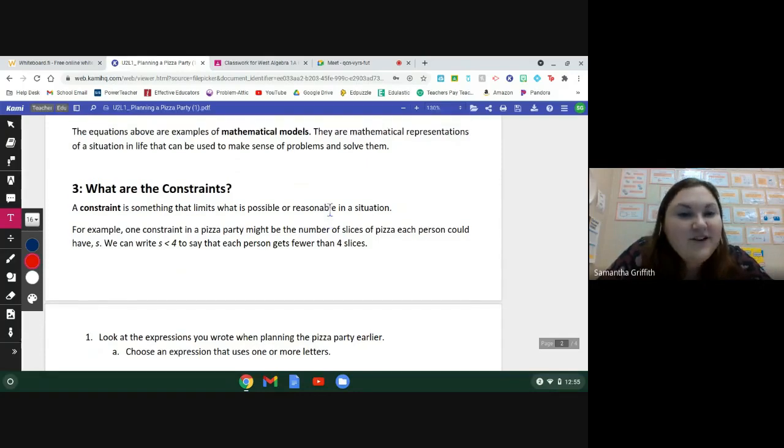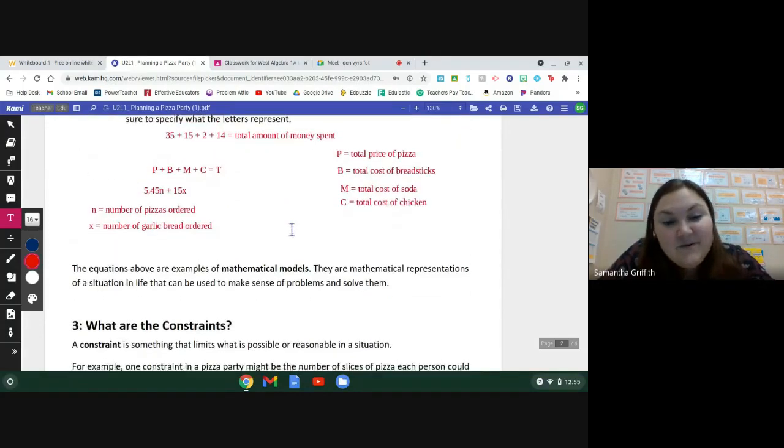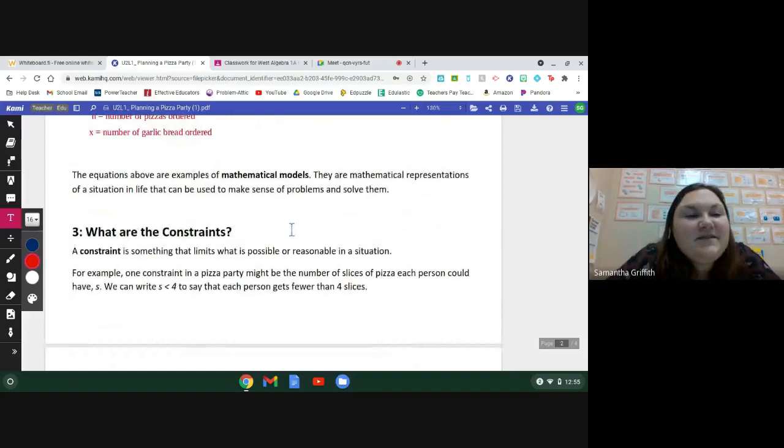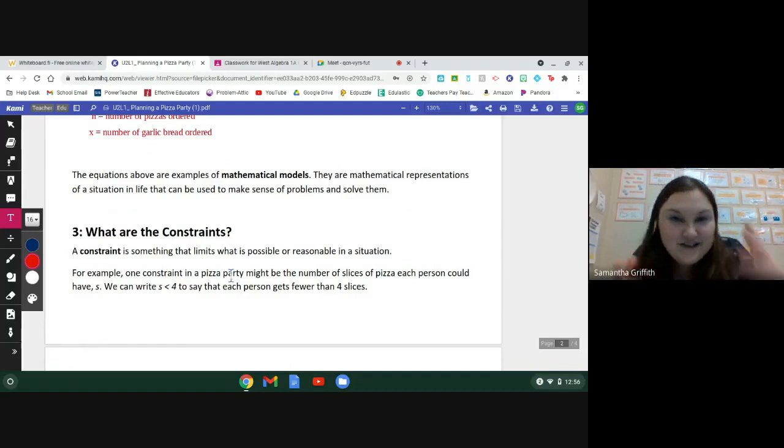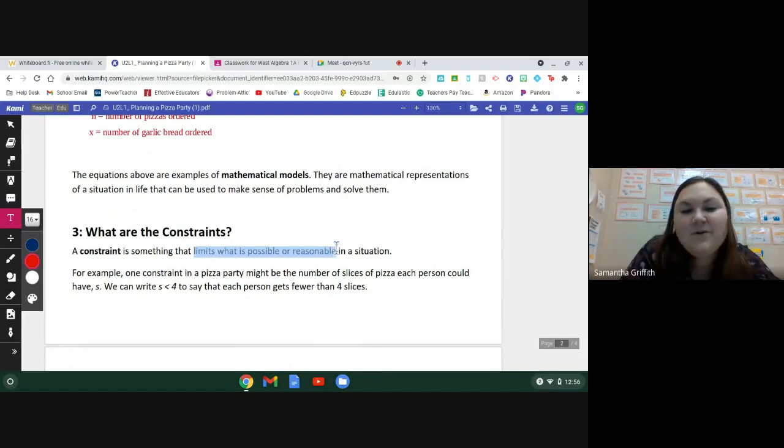So we were calculating it by how many pizzas we were buying. Maybe someone else would have said, okay, I think about 2 slices per person. We'll just say that a constraint is no one can have more than 2 slices. And once we make that constraint, then we could do the math afterwards. That's an example of a constraint: you're limiting what is possible or reasonable for a situation.